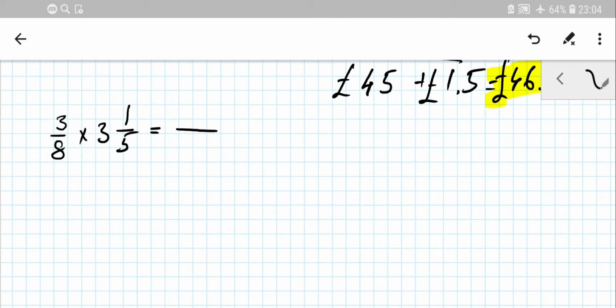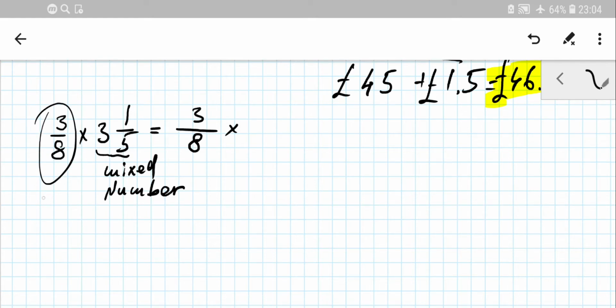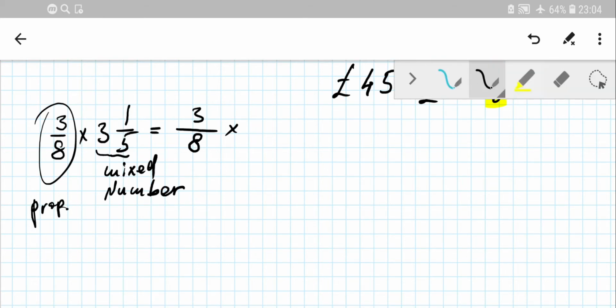So keep in mind that you need to convert into an improper fraction. So this is the mixed number, right? So you need to convert it into an improper fraction. While this fraction is okay, it's a normal proper fraction. So 3 over 8 times 3 and 1 over 5. So what are you actually doing? You just take 5, multiply by 3, and add 1. So that's the steps. 5 times 3 is 15, plus 1 is 16 over 5.